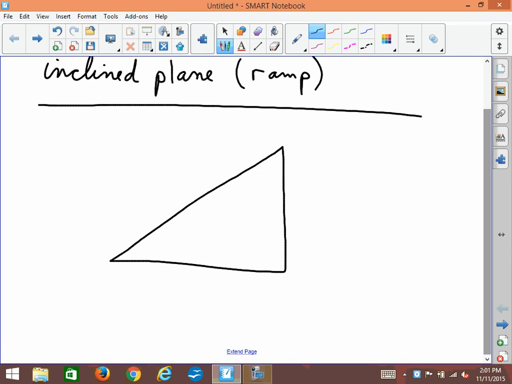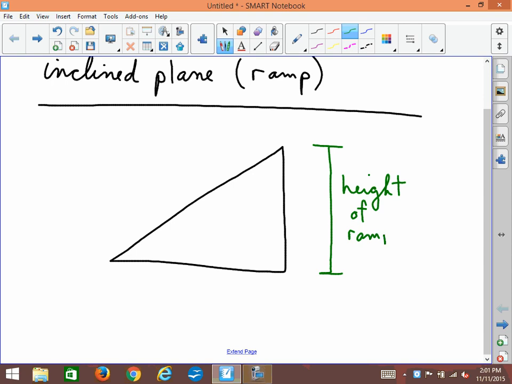Well, a ramp is for lifting. So even though we're moving sort of sideways as we slide up the ramp, really what we're talking about is lifting. And of course the height of the ramp, which would be this distance over here, is called the height of the ramp. That's how high you're going to lift something. If you slide something from the bottom of the ramp to the top, then this would be how high you've moved it, right? So the height of the ramp.